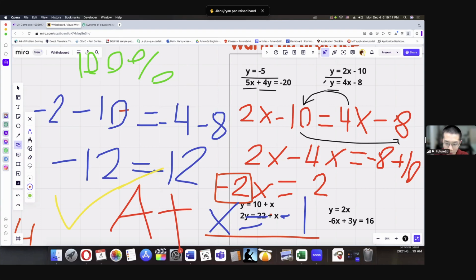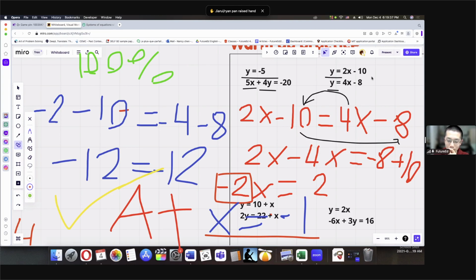It does look like you filled the screen, but just because you used up an entire sheet of paper doesn't mean you're done yet. Okay, so let's finish it off. Just substitute -1 into the first or second equation. It doesn't matter.